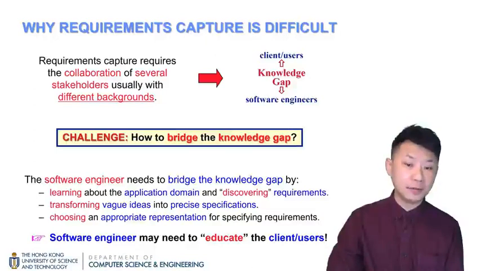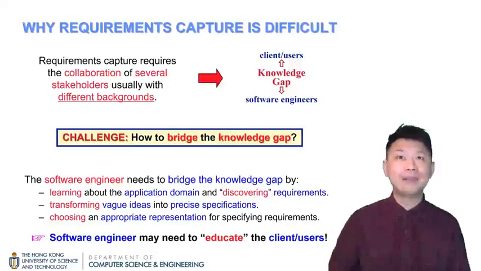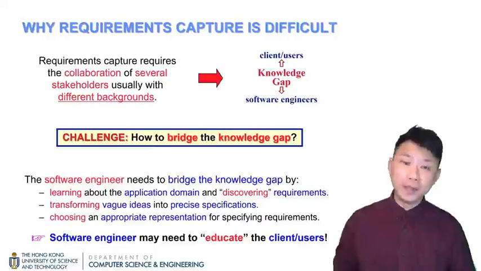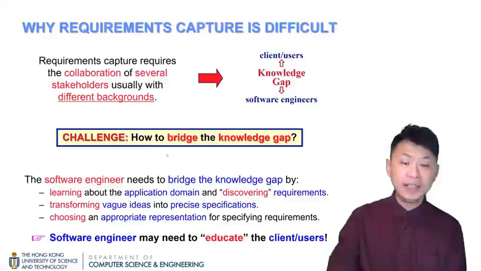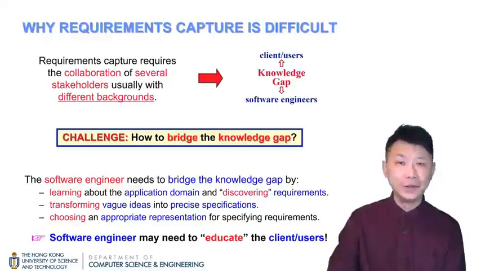And then you have to transform the vague ideas from your client into something that's going to be more precise. And also choosing an appropriate representation for specifying requirements. In this course, we're going to use class diagram and also use case diagram to represent requirements. And as a software engineer, sometimes you may even have to educate your client or users.